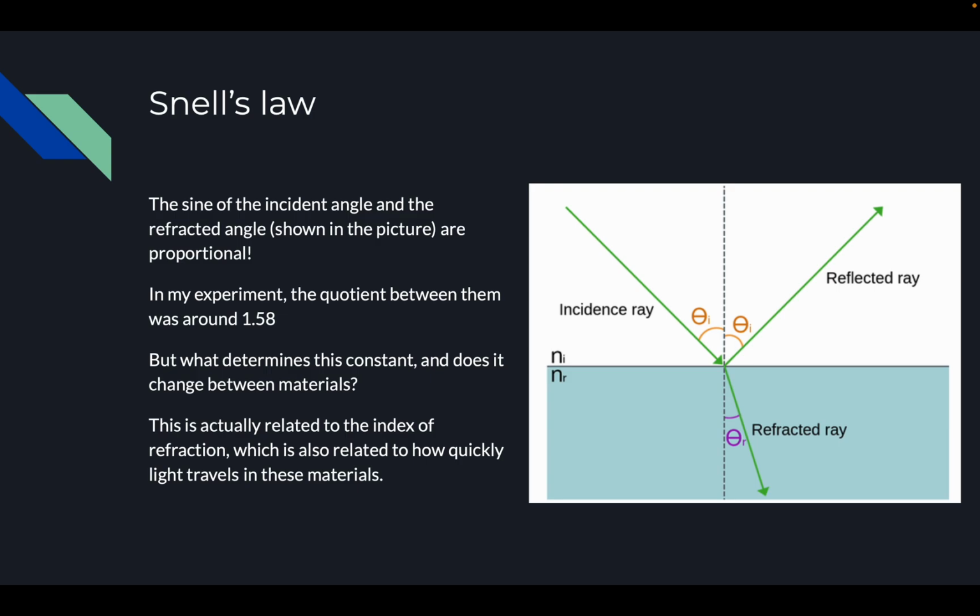This is actually related to something called the index of refraction, which is also related to how quickly light travels in these different materials. We'll pick up with this in the next video.